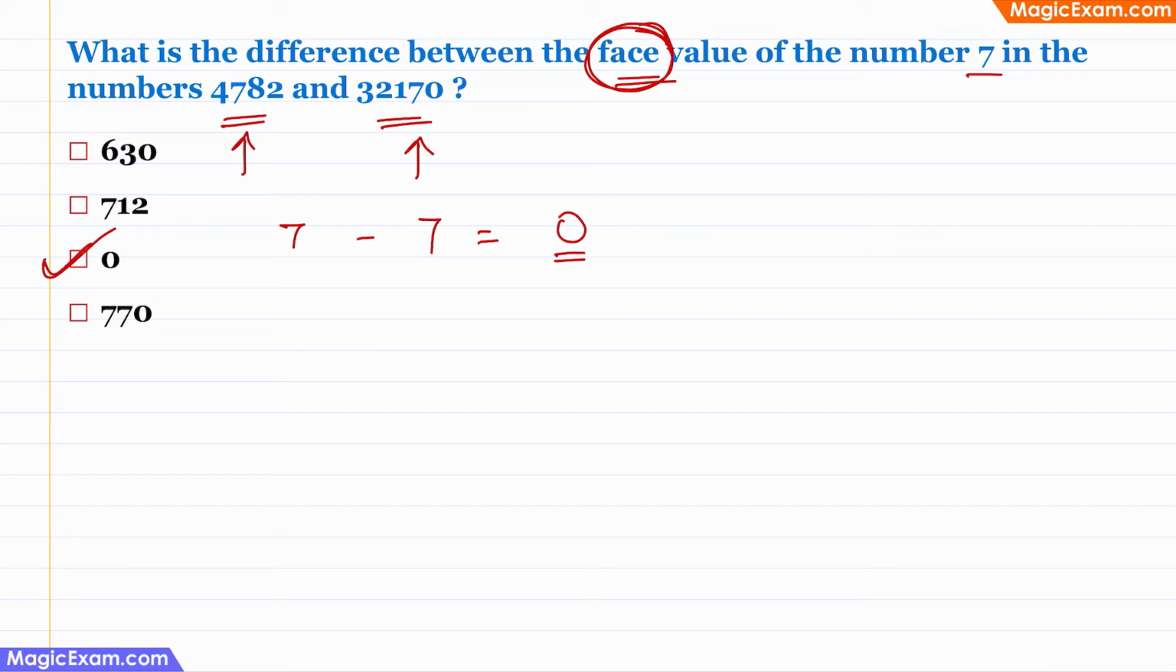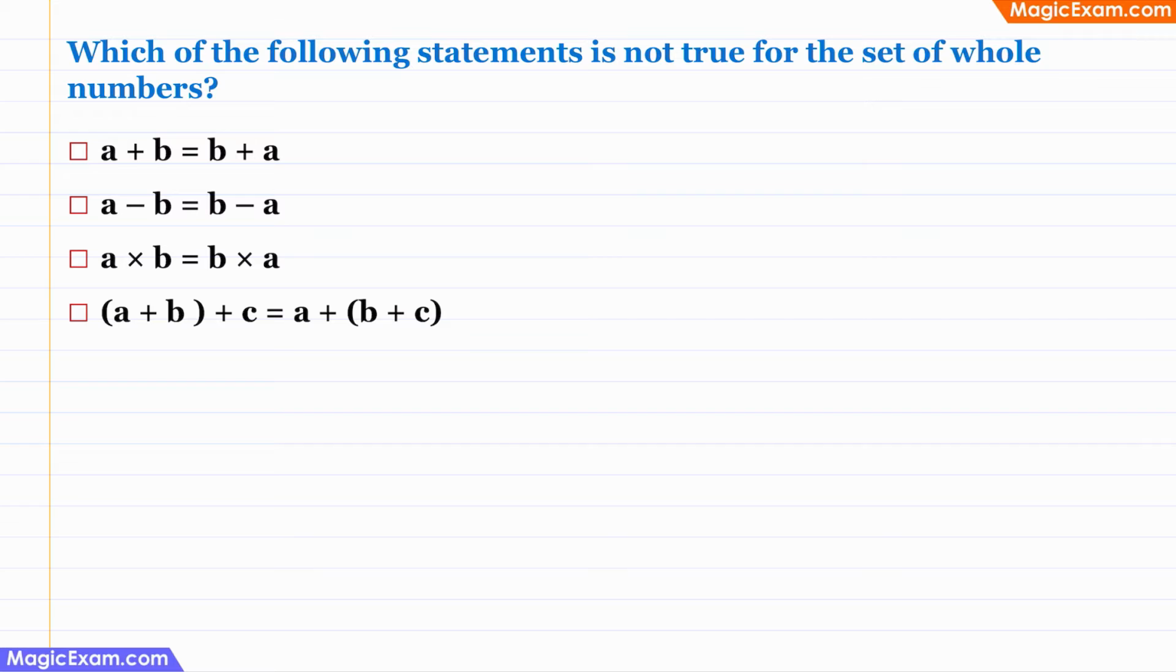If you look at the place value of 7 here is 700 because it is in the hundreds place, and the place value of 7 here is 70 because it is in the tens place. So 700 minus 70 is equal to, you'll get 630, and you would have got this as the answer. But pay attention to what the question is asking and then you'll be able to choose the right answer, that is 0. Which of the following statements is not true for the set of whole numbers?